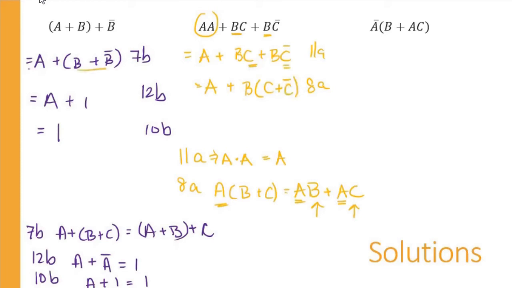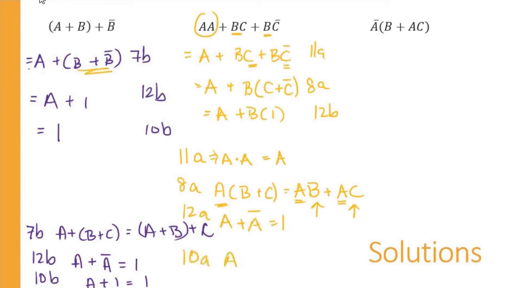Why do I want those together? For the same reason it was helpful over here. So that's rule 12b. C and not C, B and not B, A and not A, that's just equal to 1. And 1 multiplied by anything is just equal to that thing. Or I could recognize that there's a rule for that. So this was A or not A is equal to 1. That was 12B again, just to list them in order here.